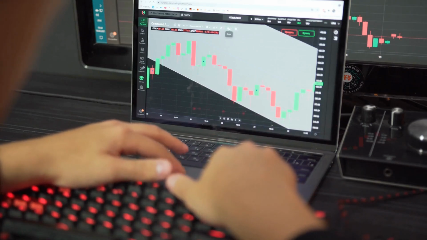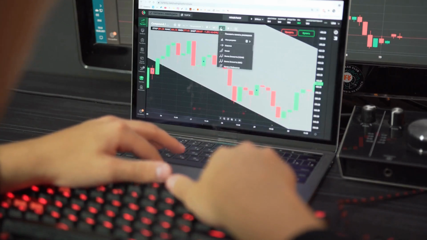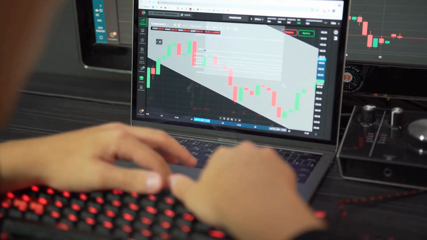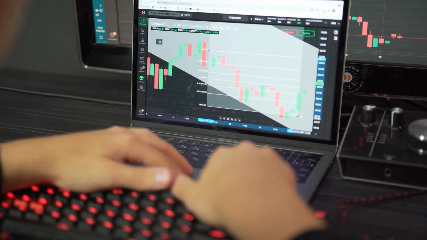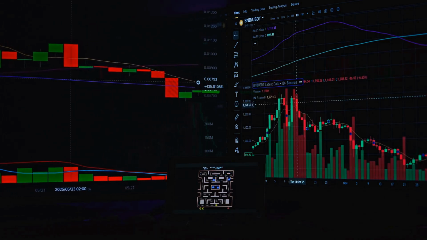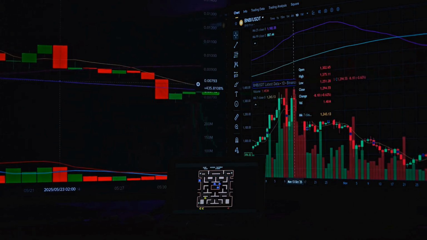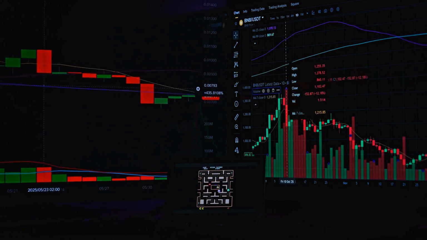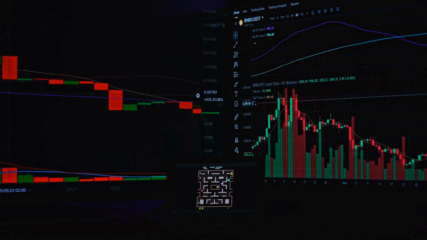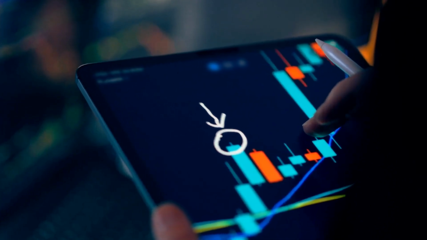The most reliable entry point is when the price closes decisively outside the trend line with that increased volume. A common practice is to enter a long position if the price breaks above the upper trend line with strong volume, or enter a short position if it breaks below the lower trend line with similar force. Patience here is your greatest asset. Force nothing.